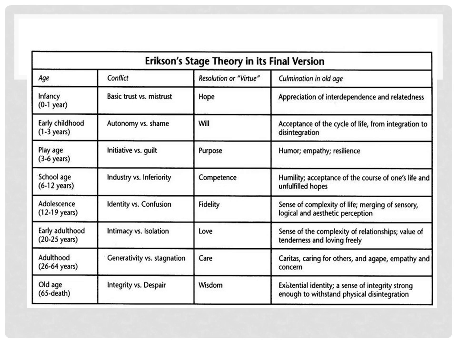Now let's go to the third one, which is the play age. The ages here are 3 to 6 years old, and the conflict here is initiative versus guilt. The virtue that they should develop here is purpose, and at old age they will have humor, empathy, and resilience. In this stage, the child is able to develop the initiative to do things on themselves without feeling guilty about it.